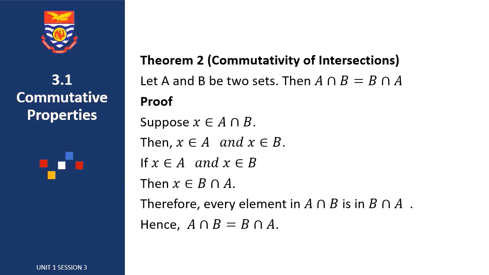Suppose X is a member of A intersection B. What it means is that X is a member of A and at the same time X is a member of B. Now, if X is a member of A and X is a member of B, it means therefore that X is a member of B intersection A. Therefore, every element that can be found in A intersection B should also be found in B intersection A. We therefore conclude that A intersection B is equal to B intersection A.